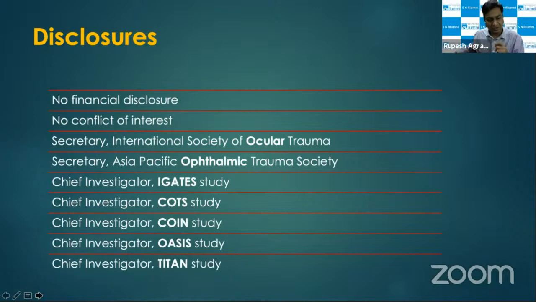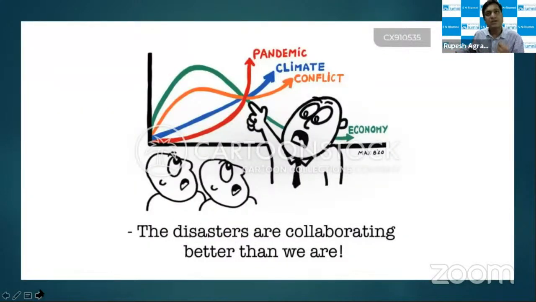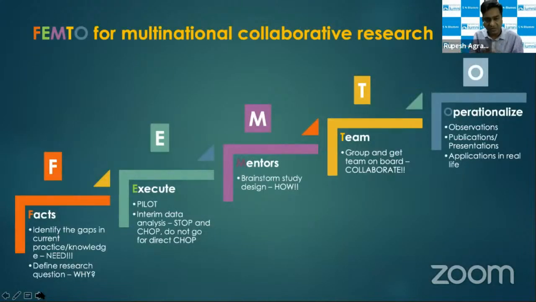So here are my disclosures. The COVID, as rightly said by someone, has been the great teacher. The disasters are collaborating better than we are. This slide, taken from the internet, speaks about how pandemic, climate, and conflict have been collaborating very nicely, and therefore bringing down the economy. And that's the reason why we need to get together.